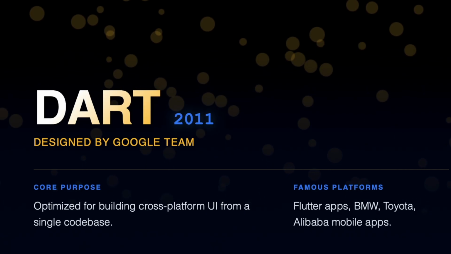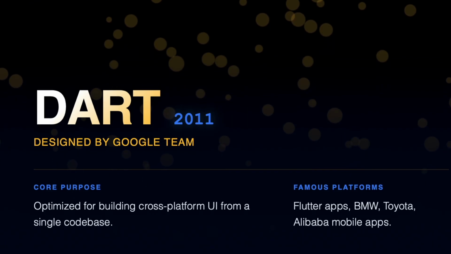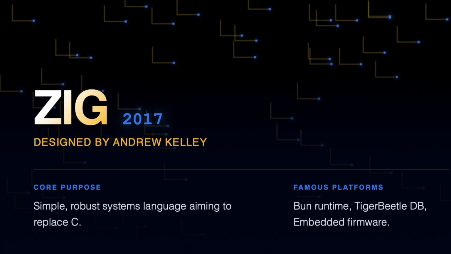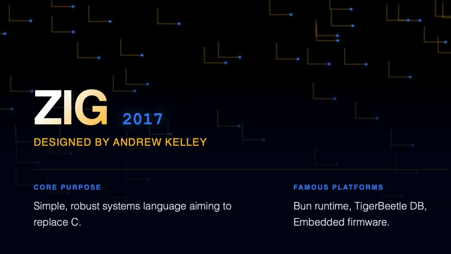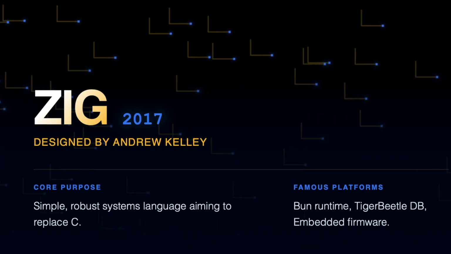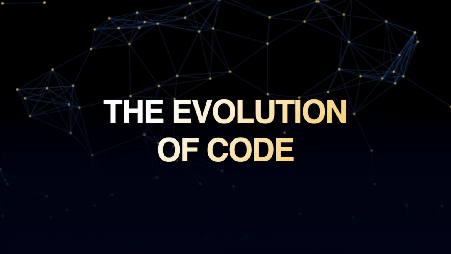Google's Dart powers Flutter, enabling beautiful cross-platform apps for BMW, Toyota, and Alibaba from a single code base. Andrew Kelley's Zig aims to be a simpler, safer successor to C, already powering the Bun runtime and TigerBeetle database. And that brings us to the present moment.